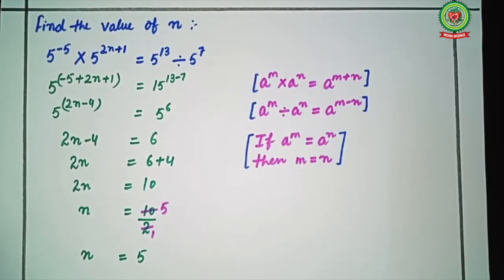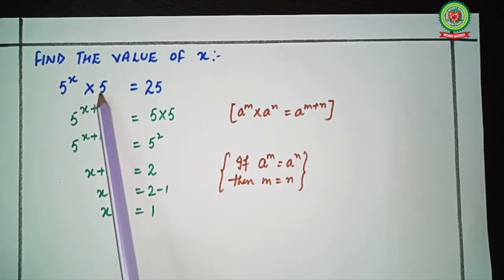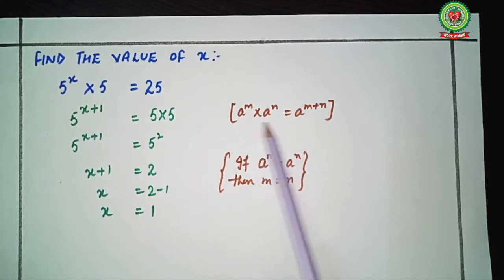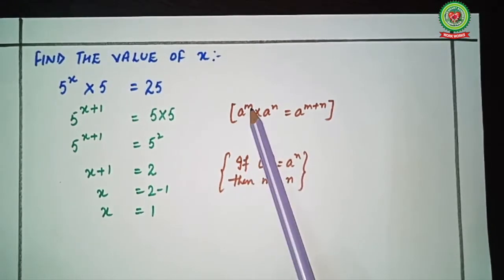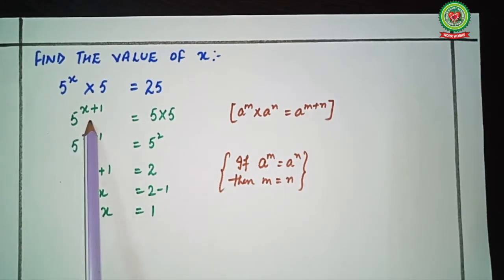Let's read the statement first. Find the value of x. 5 raised to power x multiplied by 5 is equal to 25. Here we have to find the value of x. So we will write 5 raised to power x plus 1, because 1 means 5 raised to power 1. We add their powers because we have the law that a raised to power m multiplied by a raised to power n is equal to a raised to power m plus n. So we have added their powers like this, 5 raised to power x plus 1.